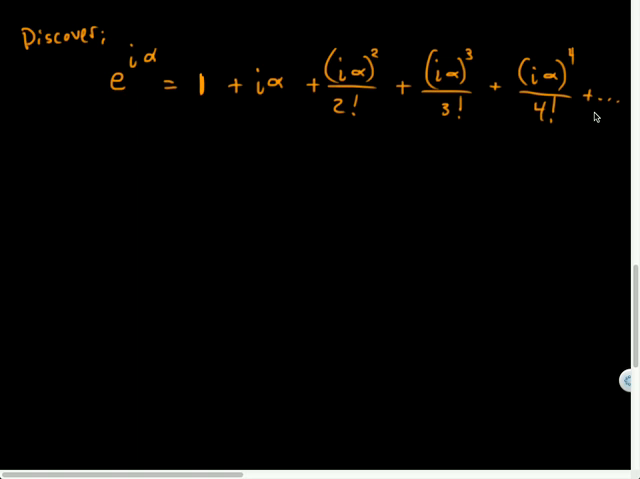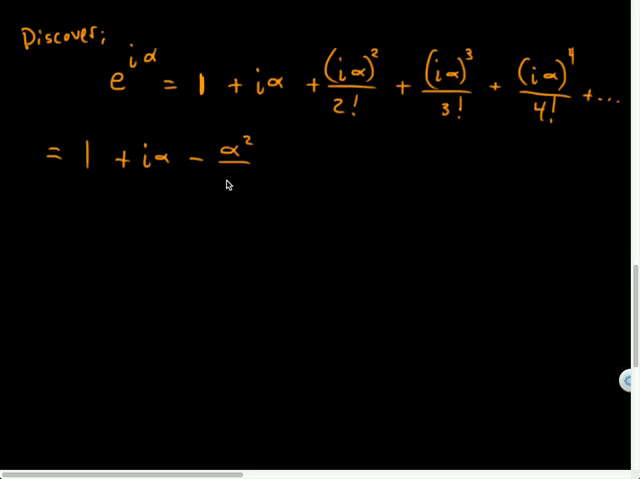That's the only way I know how to draw them. It's my font style. So equals 1 plus i alpha, plus, what is i squared? Negative 1. So this will be minus alpha squared over 2 factorial. The i disappears, right, because it was negative 1.